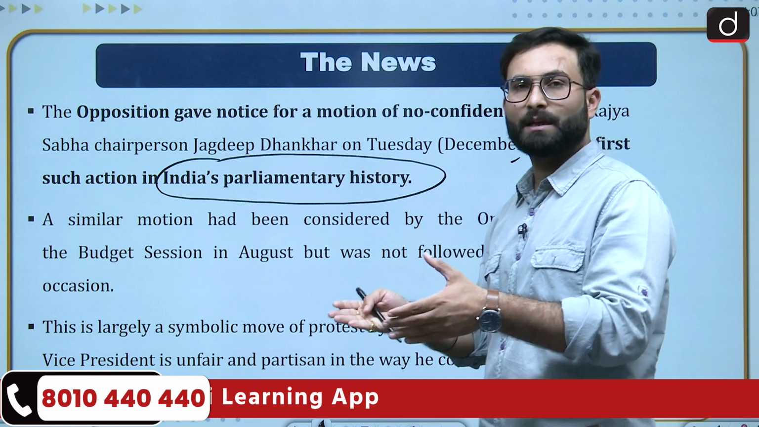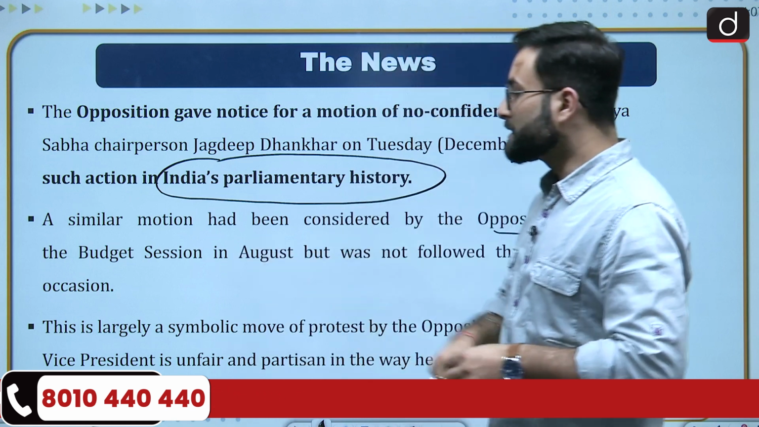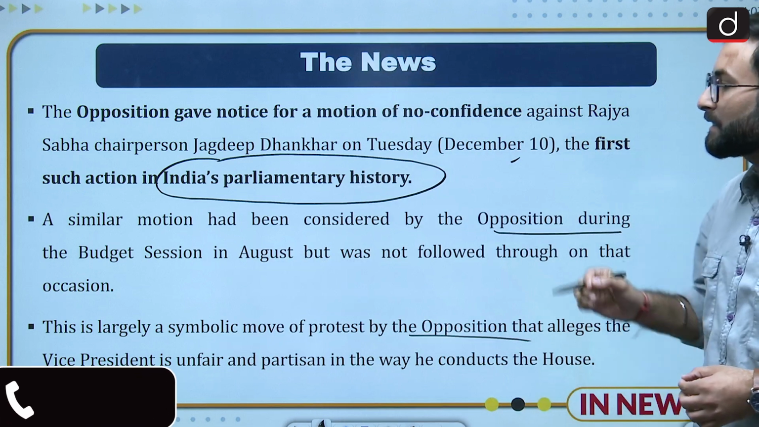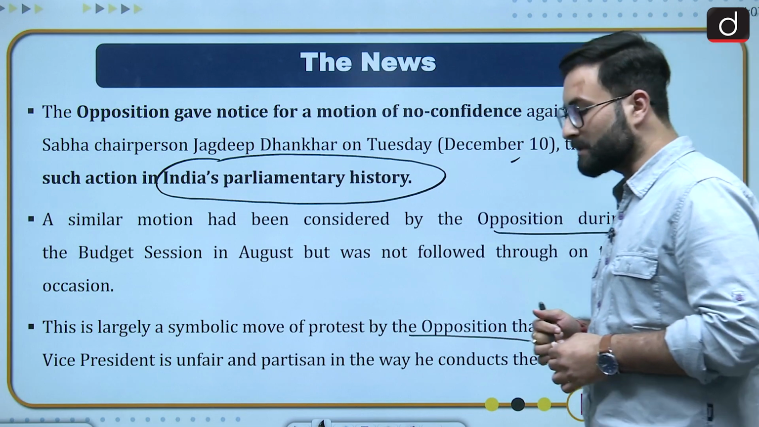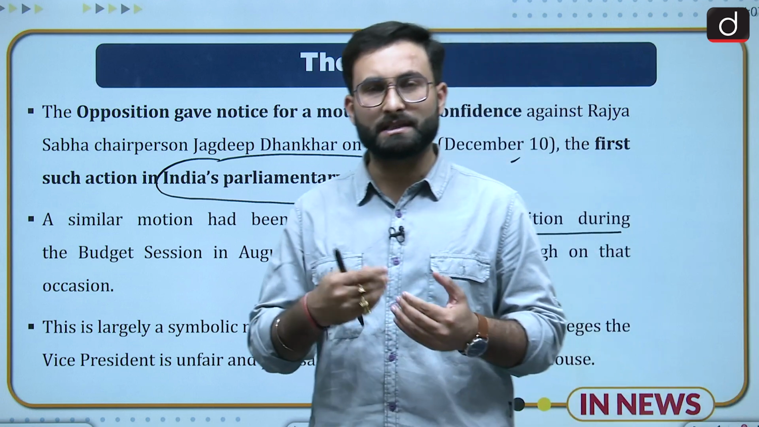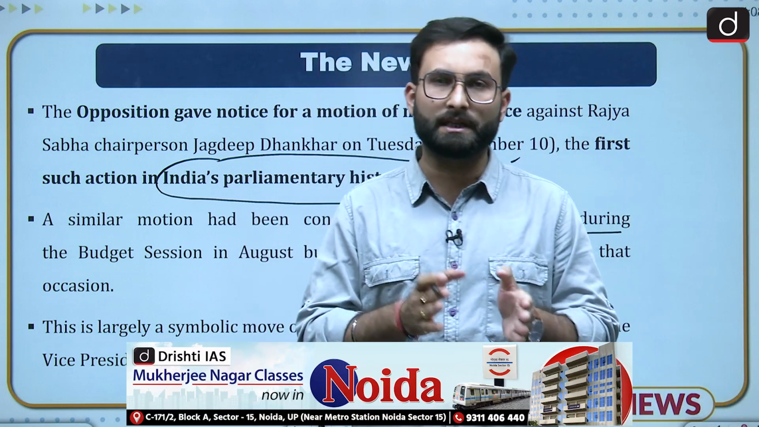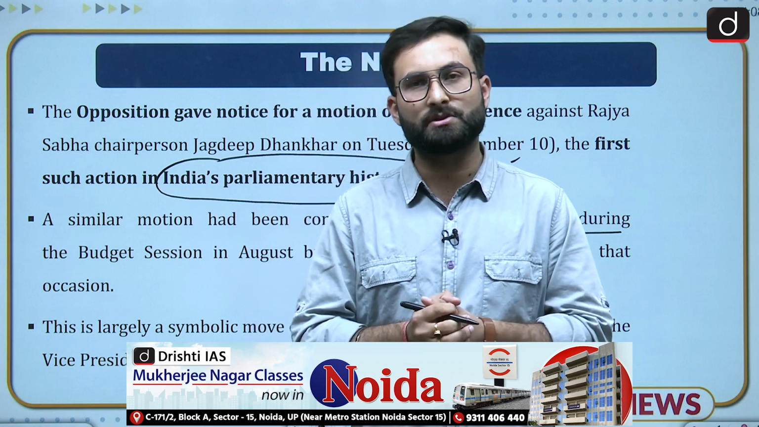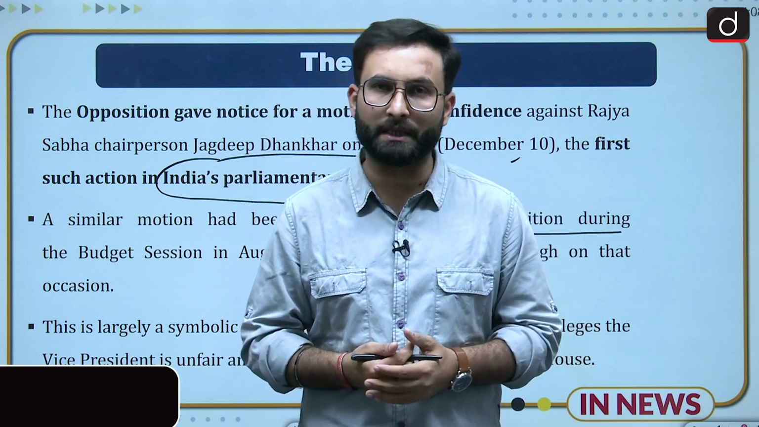So they have considered that, but they could not move that particular motion. Now this is largely a symbolic move of protest by the opposition, who alleged that the vice president is unfair and partisan in the way he conducts the house. So basically these are allegations put forward by the opposition, and this is just a political gesture, because obviously the opposition knows that they do not have the number to pass the resolution, but still it is a kind of protest which has been put forward by the opposition.